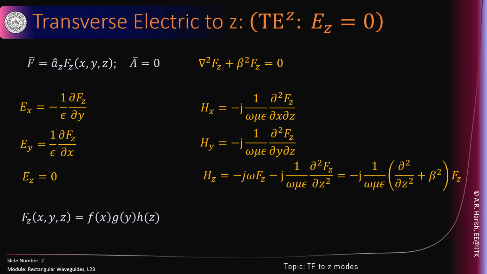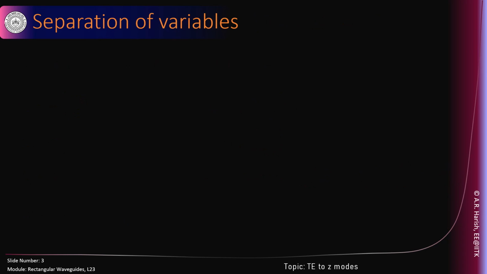And of course, we are going to say that Fz(x,y,z) equal to f of x times g of y times h of z. Nothing new in this slide. It is a repetition of what we did in the last class. Now we are going to ask the question, how do we find Fz? If we find Fz, then we can find the electric and magnetic fields. So Fz is a solution of del square Fz plus beta square Fz equal to 0 and plus something more.